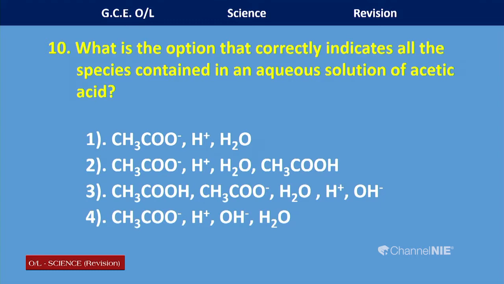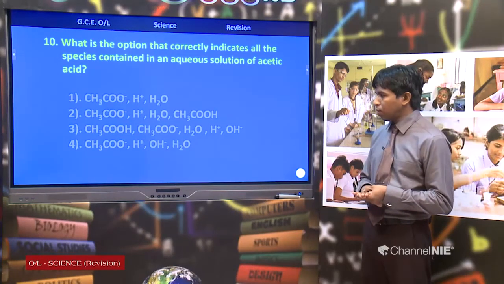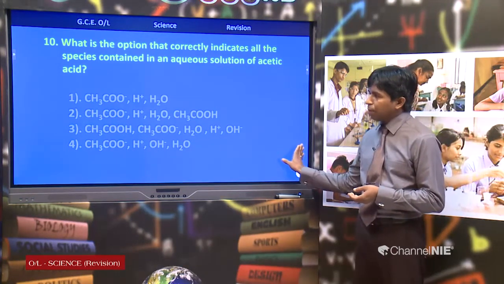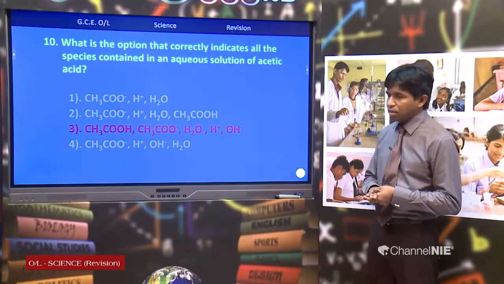And OH minus is also available in the solution because at any temperature, even 100% pure water self-ionizes into H plus and OH minus. So any aqueous solution contains H plus and OH minus. H plus can be released from both water and acetic acid. Therefore, basically the solution contains undissociated CH3COOH, and due to the partial ionization of acetic acid you get H plus and CH3COO minus, and also undissociated water molecules and OH minus. So, the answer will be the third. Question number 10, answer is third.